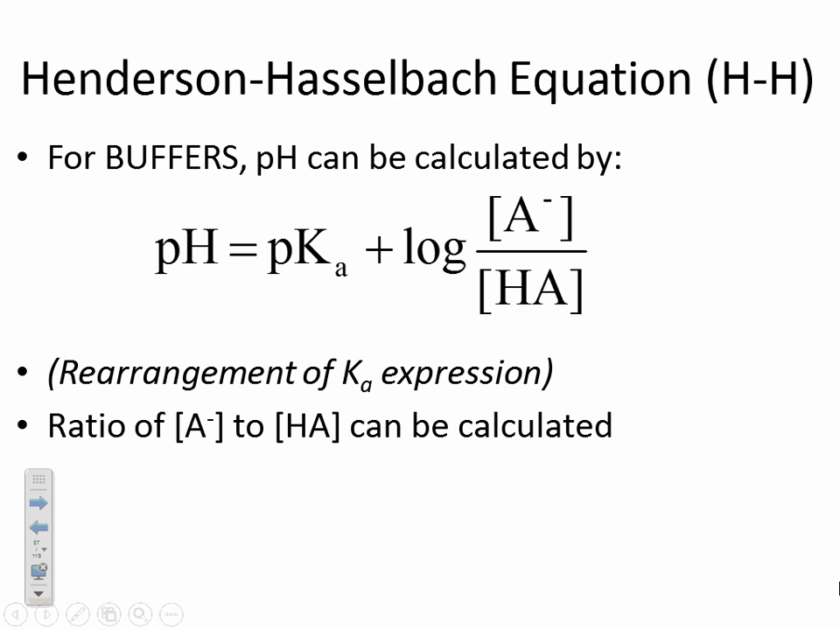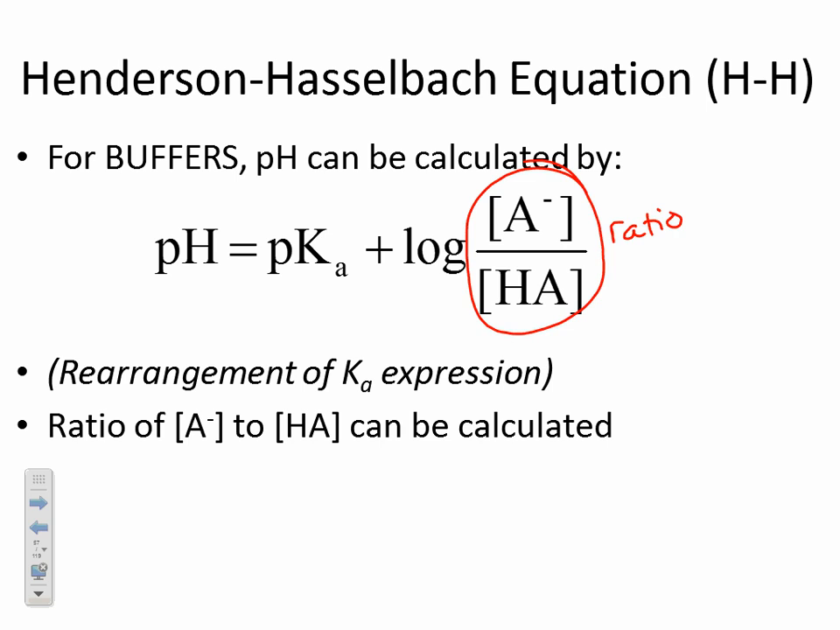We can calculate the ratio of A minus to HA, because this is the ratio of A minus to HA right here. I mean, that is a ratio. So if the problem asks you to calculate a ratio, boom, that's all it is. It's right there in front of you. Solve for A minus divided by HA, and then you're good.